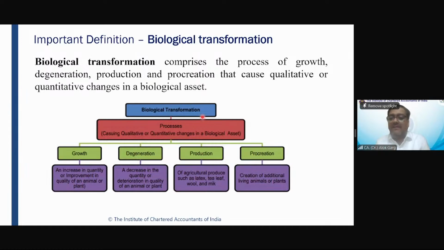Hemant is asking what will happen in the case of an orchard owner when he plucks the fruits. So Hemant, we are talking about companies, the accounting in the books of companies. Big companies have their own gardens. So when this company is plucking the fruit for the purpose of benefit to the company, it has to be recognized as agriculture produce.